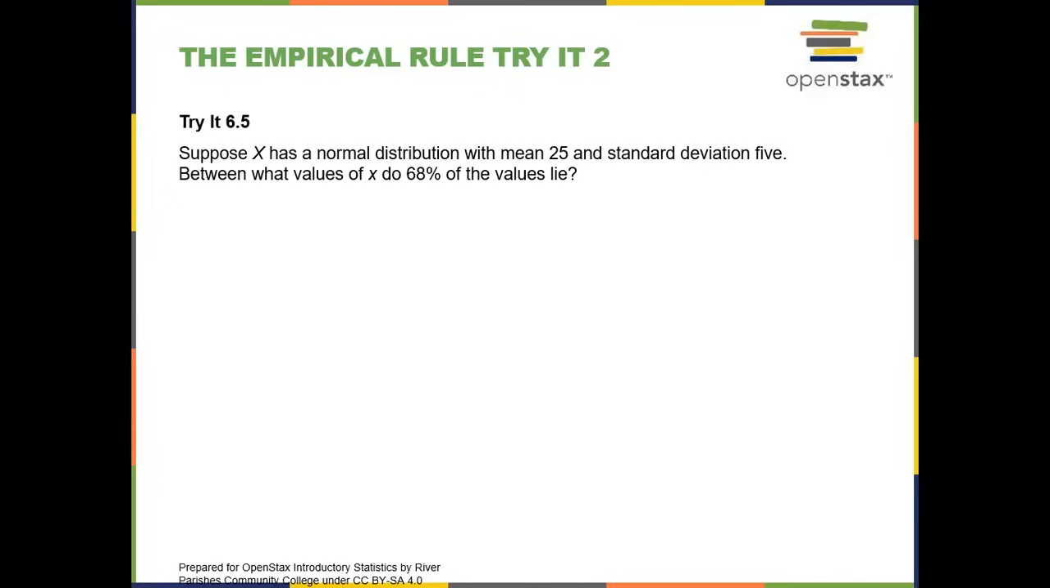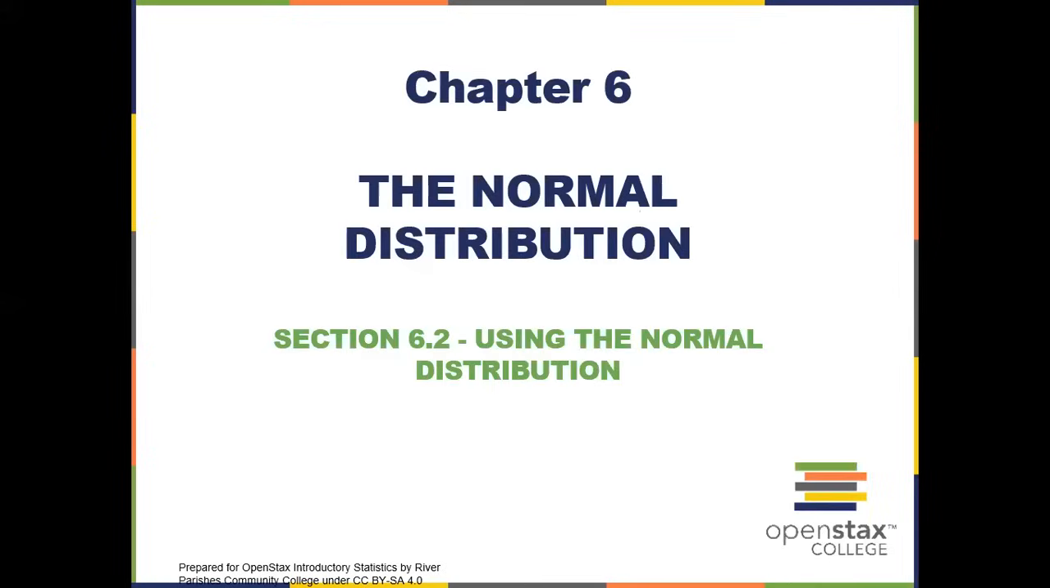Here they're asking: X has a normal distribution, mean of 25, standard deviation of 5. Between what values of X do 68% of the values lie? That will be 1 standard deviation. So 25 minus 5 is 20 and 25 plus 5 is 30. So approximately 68% of the values will fall between 20 and 30. So you can do these problems.